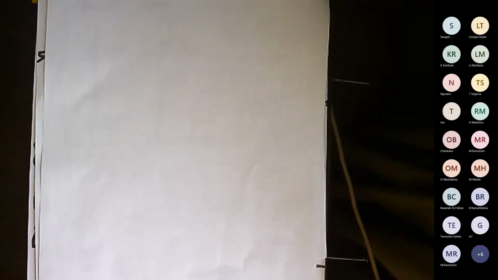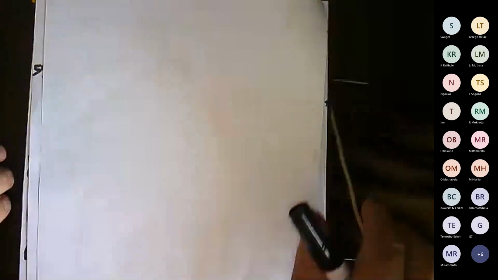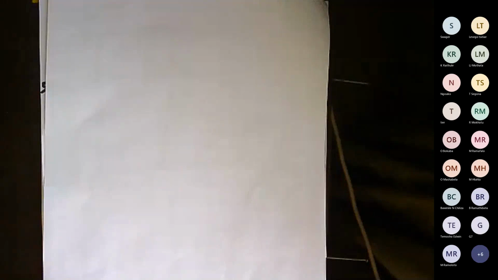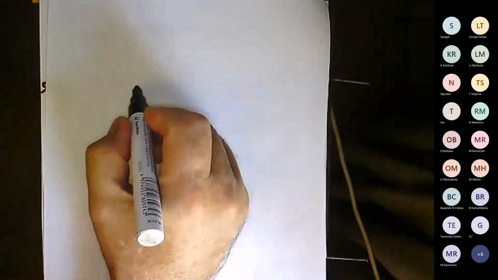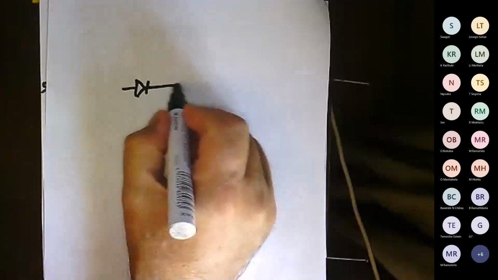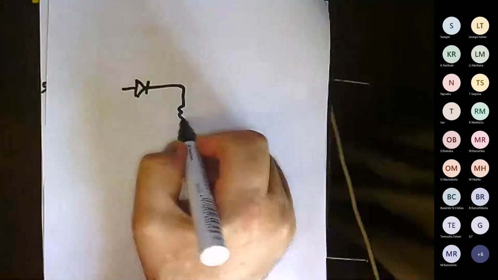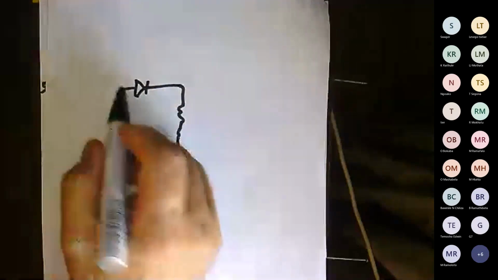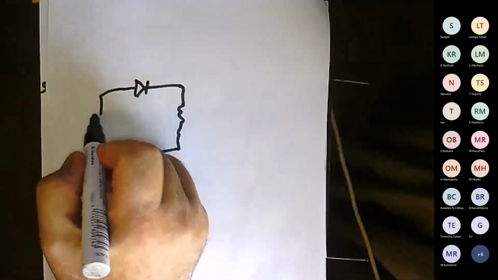So guys, here it is. Let me just explain. There's an LED here, for instance. I'm going to just draw it like that. And there is one resistor. And then there's your battery voltage.